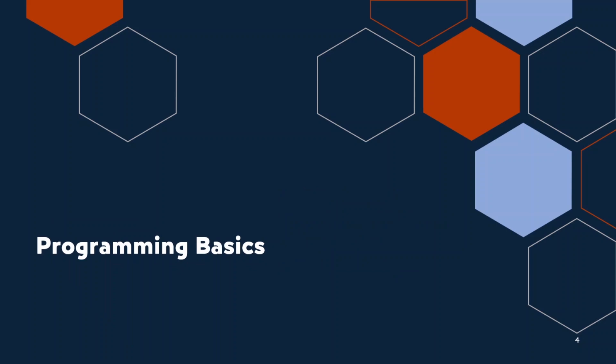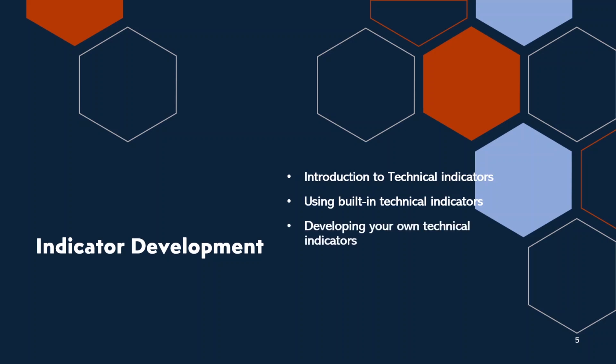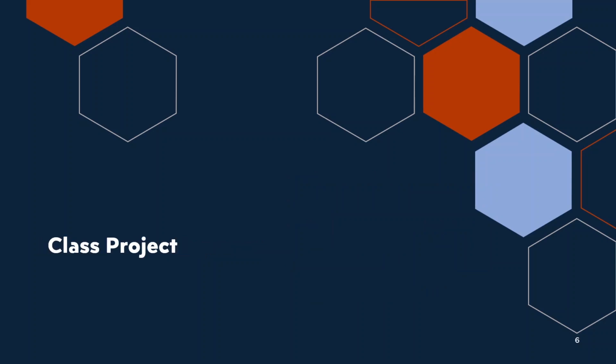Then we move into programming basics, where I will start with variables and data types, operators, decision making, loops, functions, arrays. Then we move into indicator development, where we are going to talk about technical indicators. Then we use inbuilt technical indicators like the moving average, the RSI, and so on. We develop our own technical indicators. Then we are going to be using our own technical indicators, and others created by people, just to see how it works.